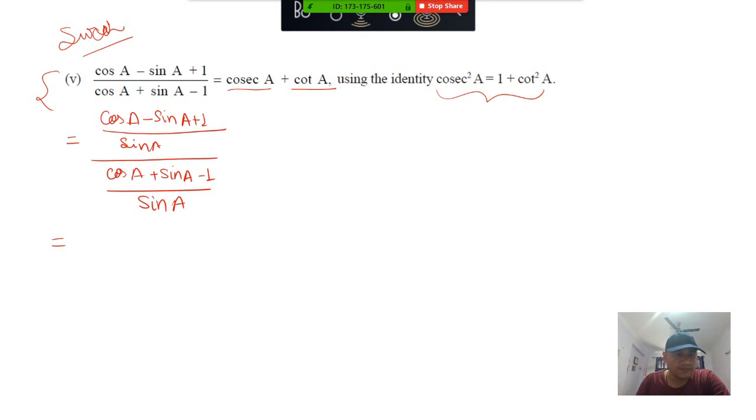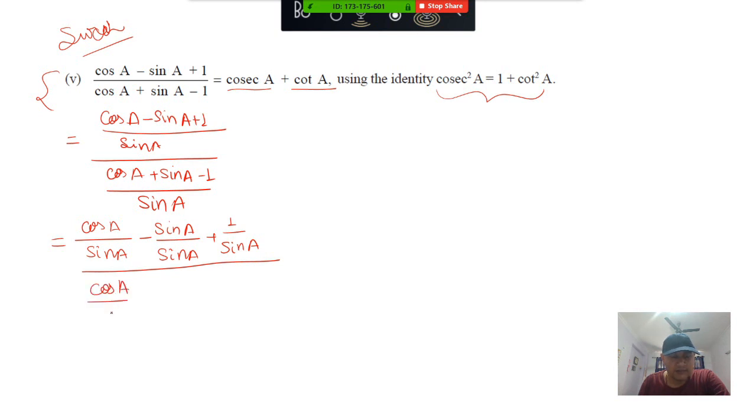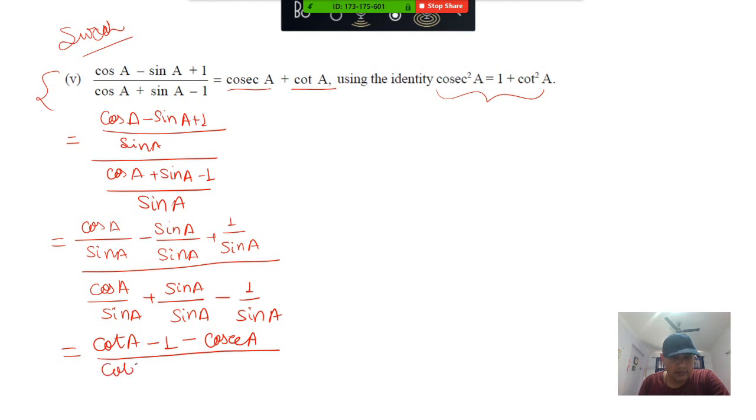So cos A upon sin A minus sin A upon sin A plus 1 upon sin A, divided by cos A upon sin A plus sin A upon sin A minus 1 upon sin A. So this first term, cos A upon sin A, becomes cot A. Minus 1, since sin A upon sin A is cancelled, and this is cosec A. And in the denominator we have cot A, and this term becomes 1 minus cosec A.